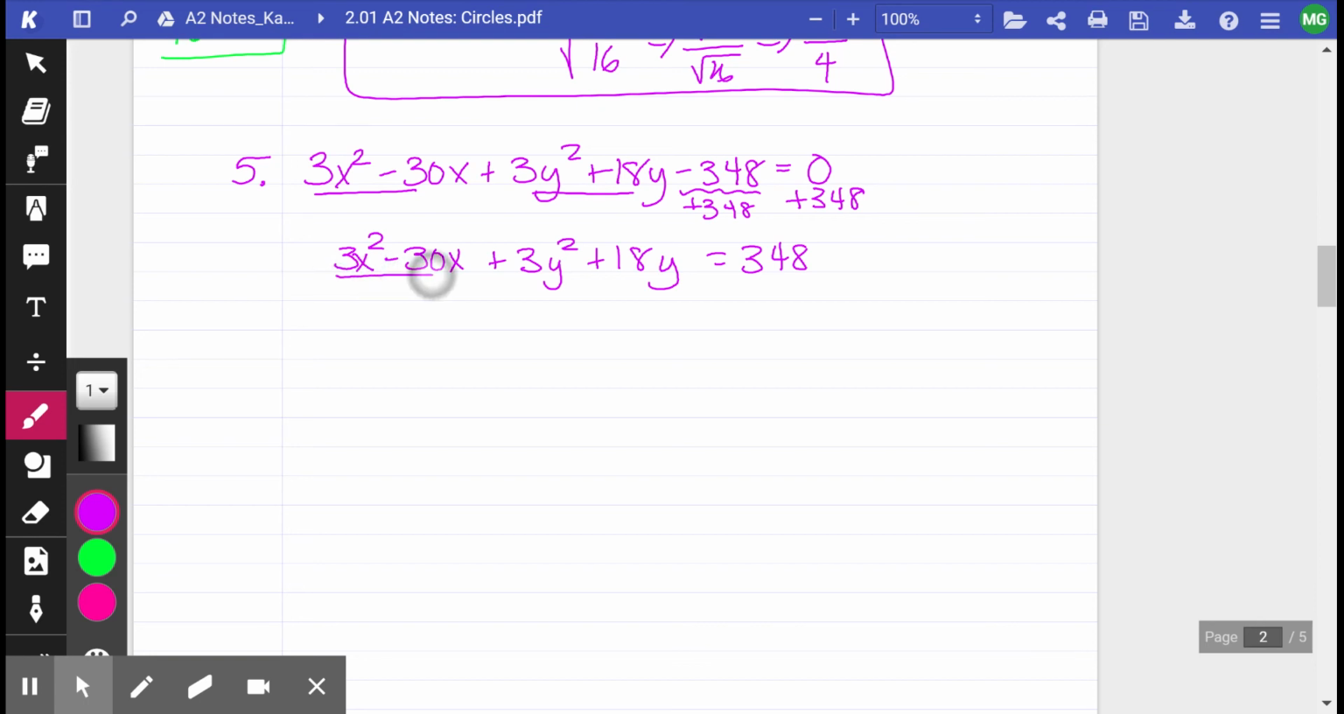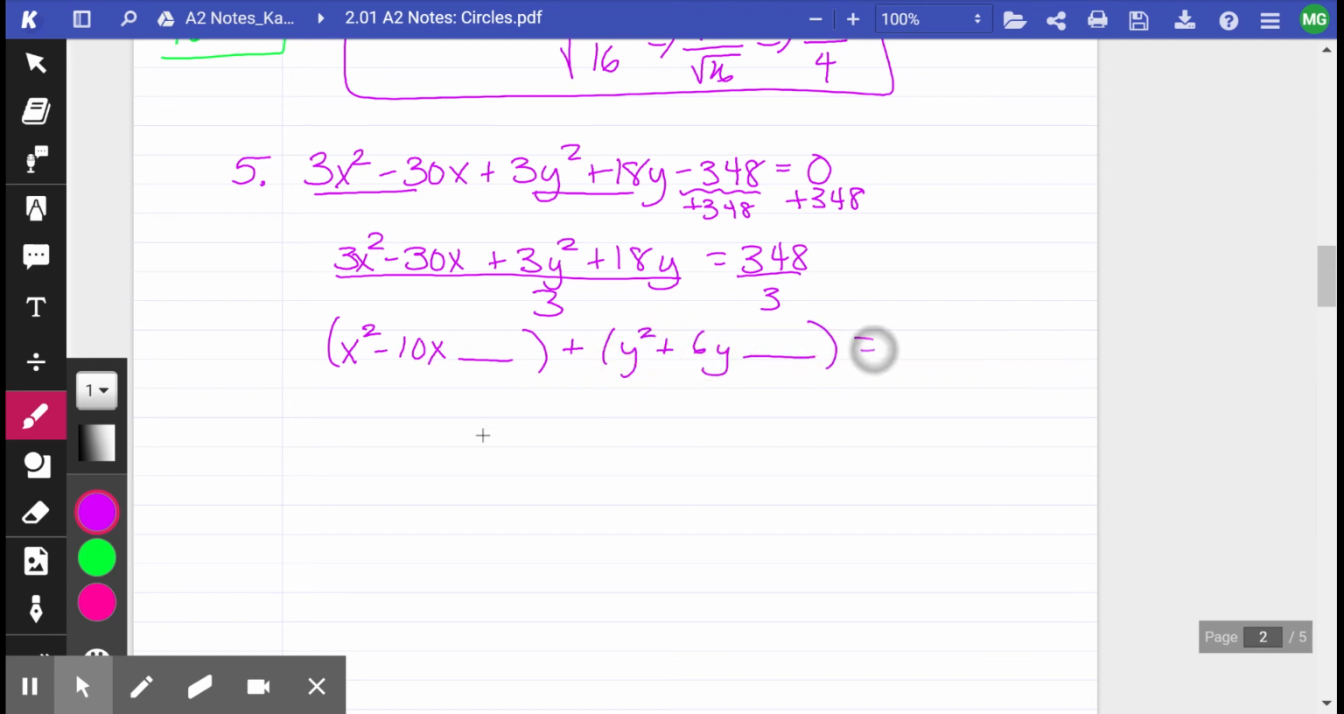All right, so you guys should have started hopefully by first dividing everything by 3. So we get x squared minus 10x, and since you guys already did this on your own, I'm going to group these up already. Y squared plus 6y equals 116. I'm not going to show all my work because you have the other ones to check that with, but I would have taken -10 divided by 2, which is -5. Square that gives me 25, so I'd add 25 to this side. For my y terms, 6 divided by 2 is 3. 3 squared is 9, so add 9 over there.